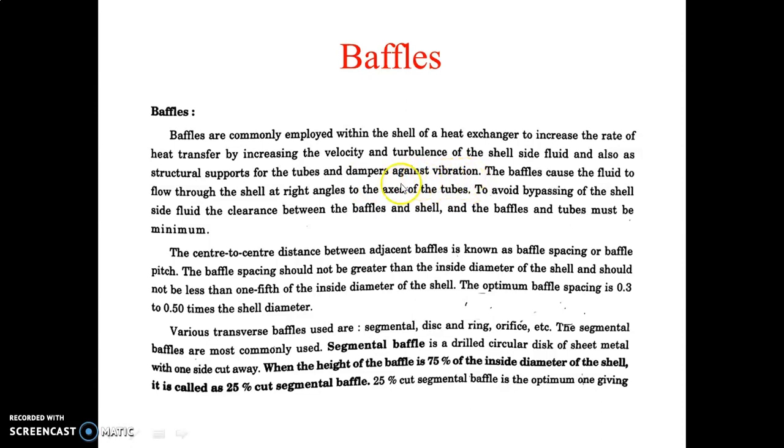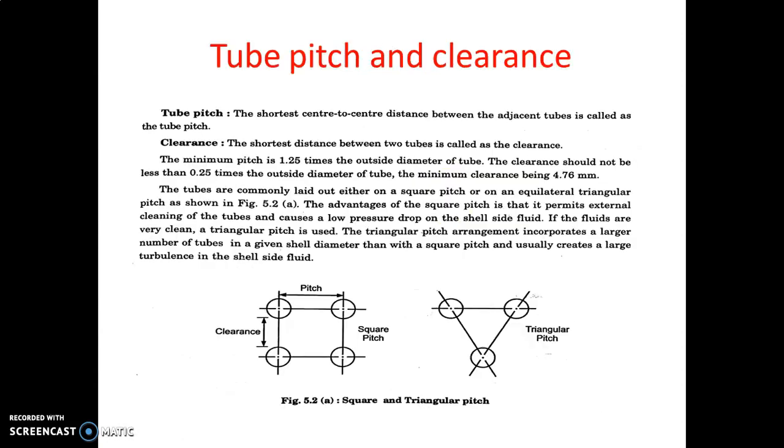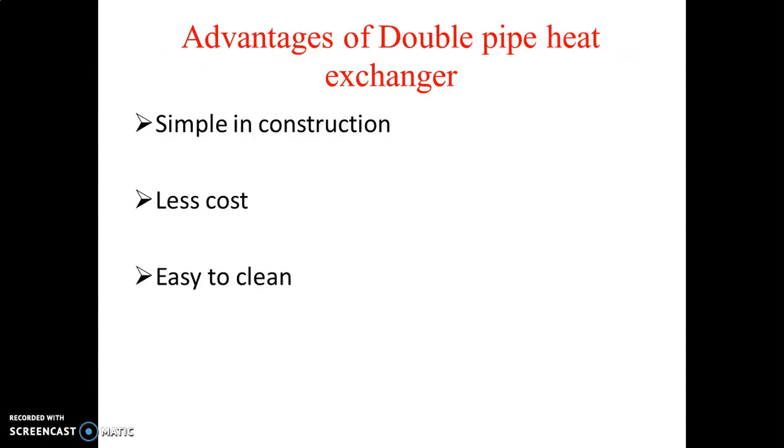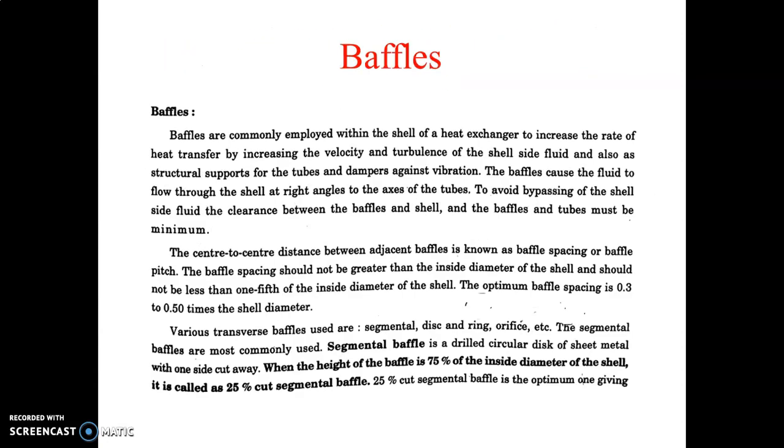Sometimes vibrations take place in the tubes, so the tubes may vibrate. For that purpose we have to add the baffles. So these are the 3 to 4 reasons the baffles are added. And the center to center distance between adjacent baffles is known as the baffle spacing.